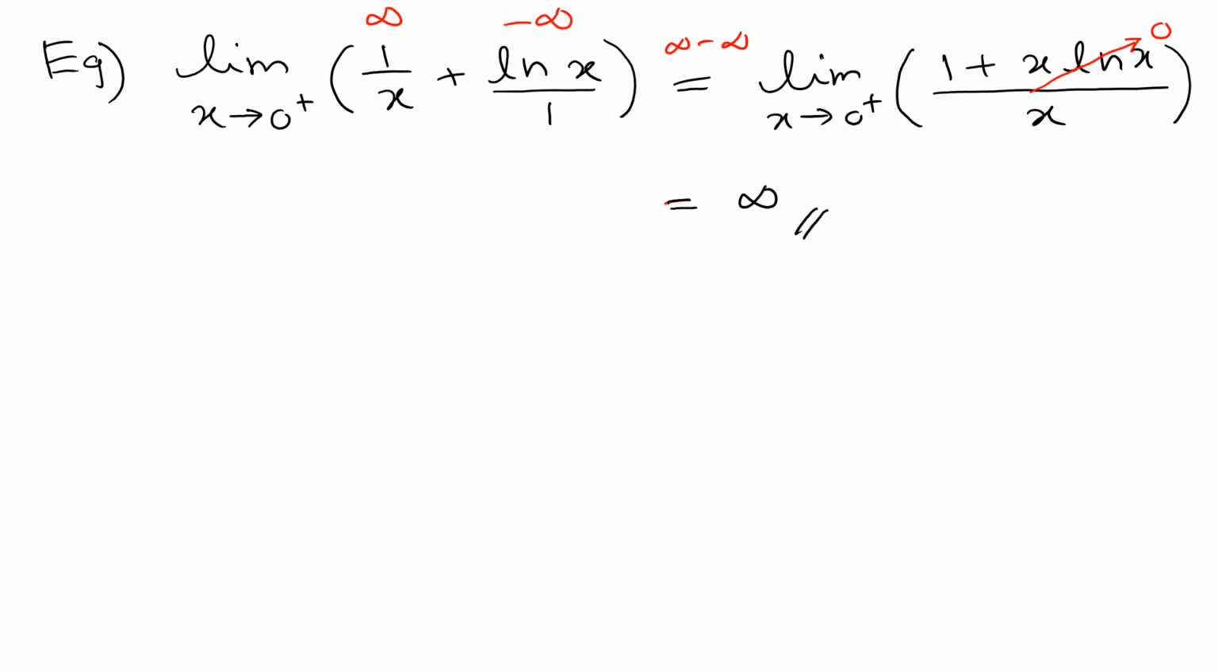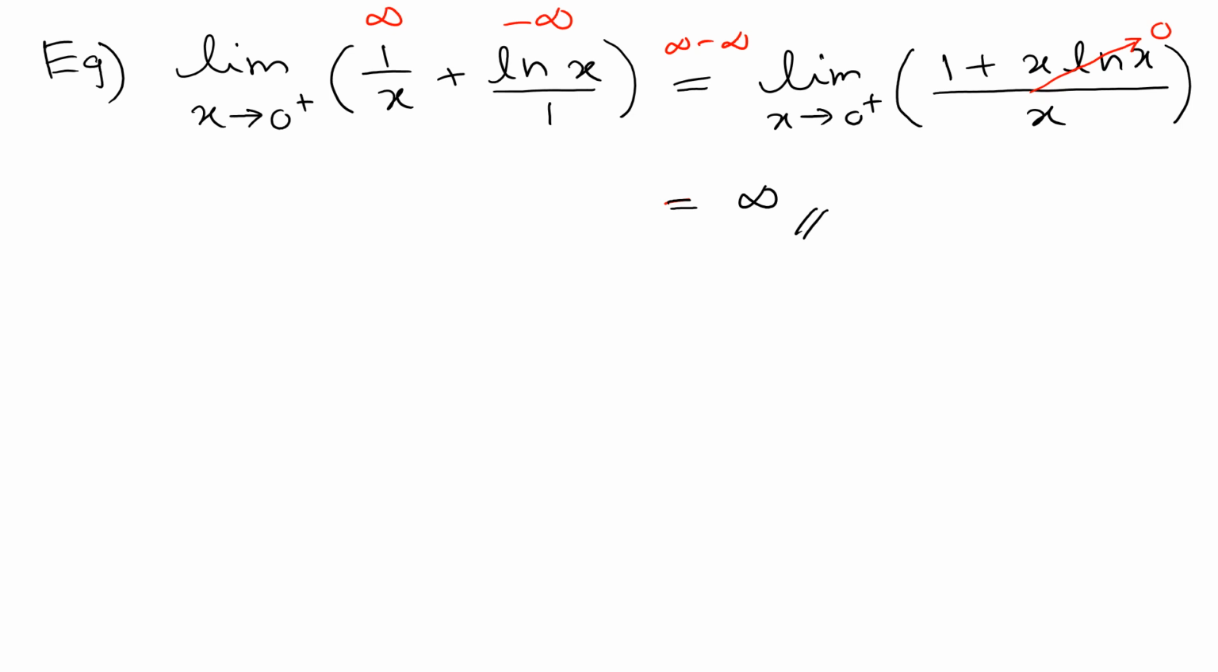You should remember that result: when x goes to 0 plus, x ln x is 0. That's a result we can remember, and from it you can plug in here and show the answer. But if you don't have it, you have to find that limit first. So you find the limit of x ln x first, and then use that here to get the answer.